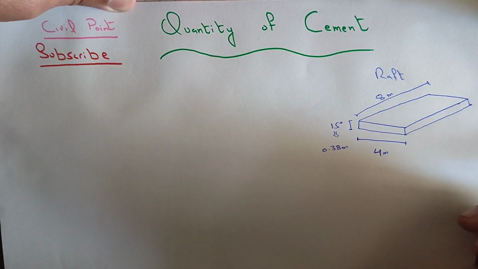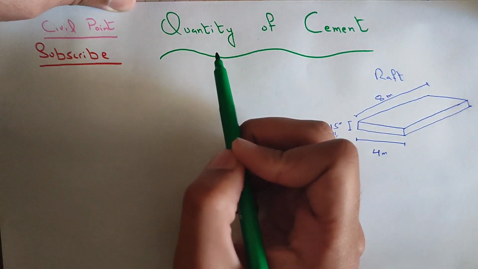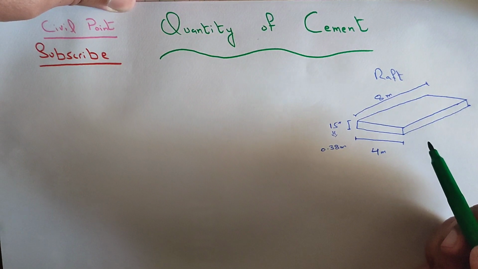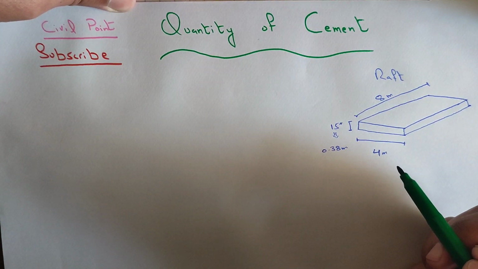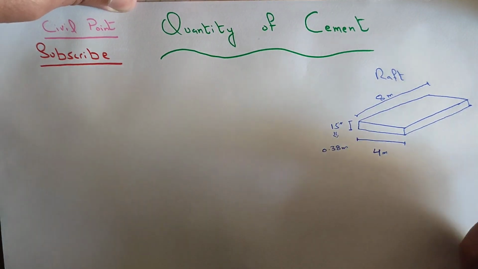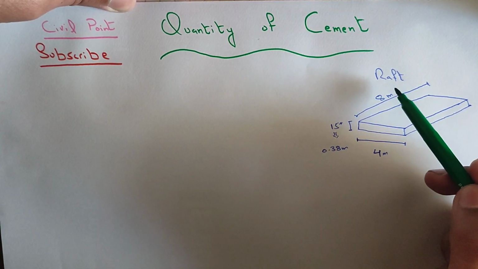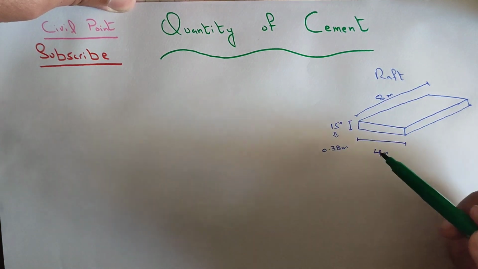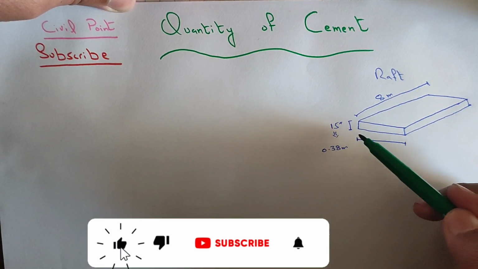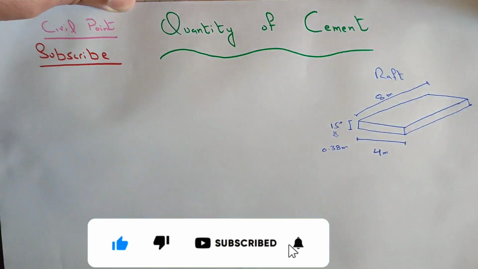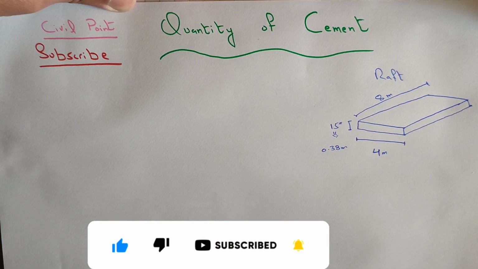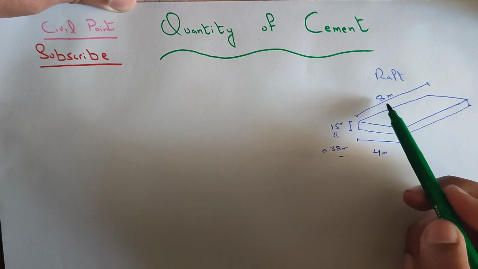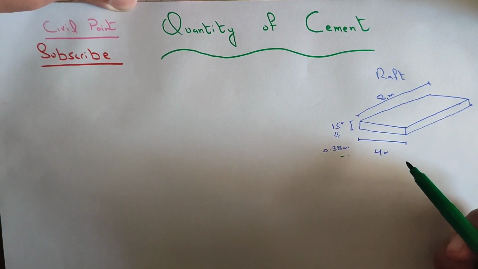It's Abdullah Maqsood. Today we are going to find the quantity of cement in a concrete. So we will have to know the dimensions for which we are going to pour concrete. Let's suppose we have a raft which has a dimension of 8 meter length, 4 meter width and the thickness of 15 inches, which we have converted into 0.38 meter. We have converted 15 inches into meter because the other dimensions are in meters.